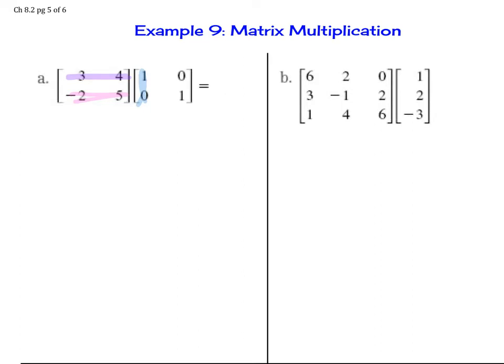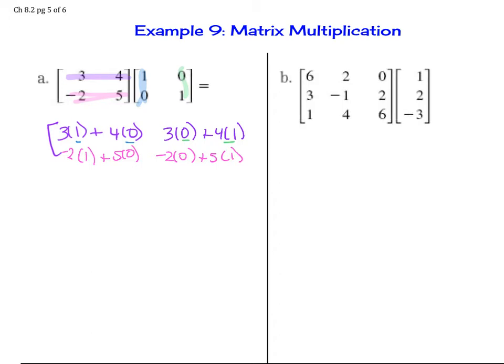So let's start this. This is 3 times 1 plus 4 times 0. And then continuing with that top row, let's do the column too. So this is going to be 3 times 0 plus 4 times 1. Okay, so that's the green in here, and then this is the blue in here. Now let's do the second row. So -2 times 1 plus 5 times 0, and then we have -2 times 0 plus 5 times 1.